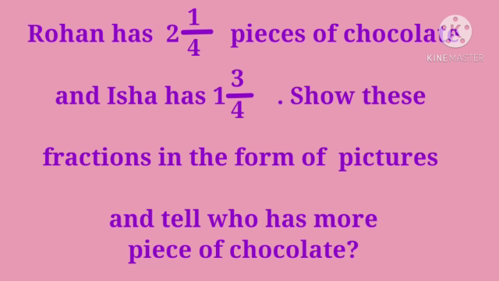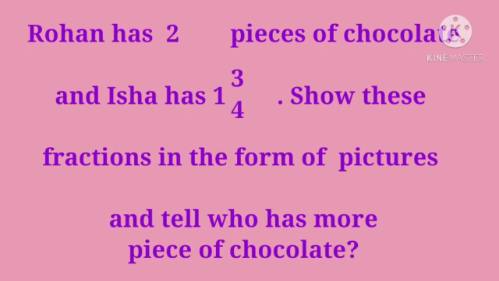Let's see next one. Rohan has 2 1/4 pieces of chocolate and Isha has 1 3/4. Show these fractions in the form of pictures and tell who has more pieces of chocolate. Now here we can see in the question Rohan is having 2 1/4 and Isha is having 1 3/4. We will compare these fractions by seeing the picture.